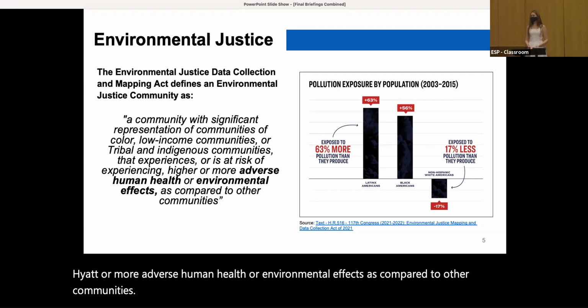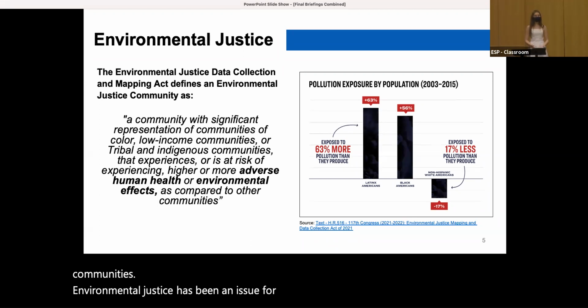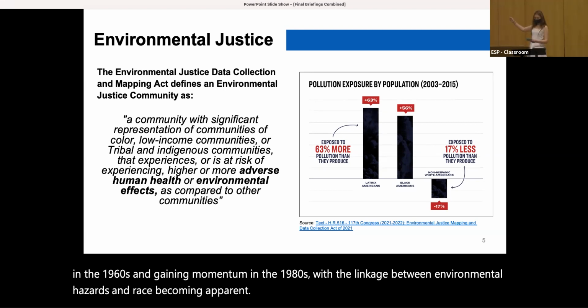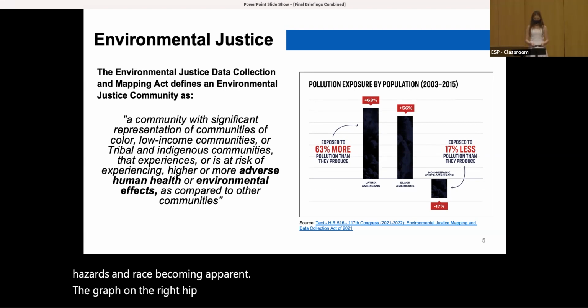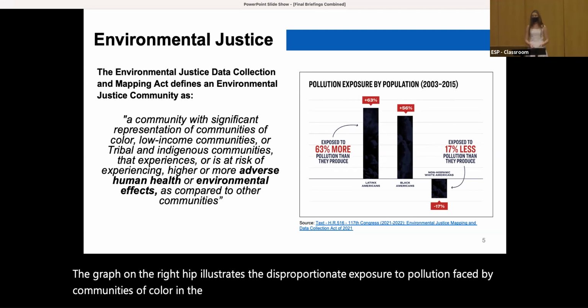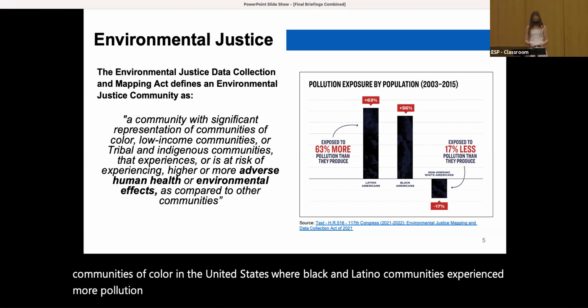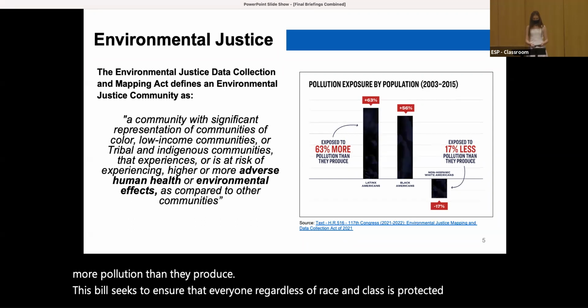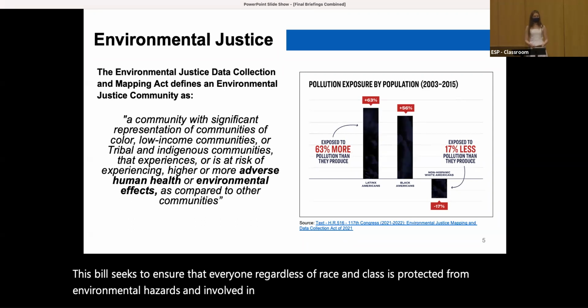Environmental justice has been an issue for millennia, with the modern movement beginning in the 1960s and gaining momentum in the 1980s, with the linkage between environmental hazards and race becoming apparent. The graph on the right here illustrates the disproportionate exposure to pollution faced by communities of color in the United States, where Black and Latinx communities experience more pollution than they produce. This bill seeks to ensure that everyone, regardless of race and class, is protected from environmental hazards and involved in the environmental policy-making process.